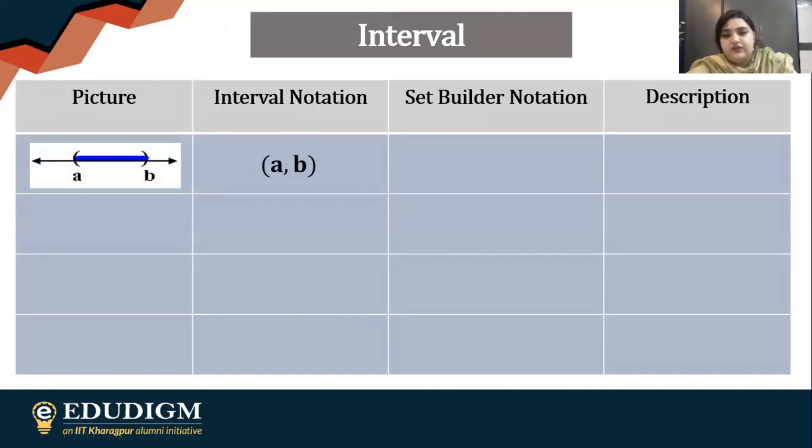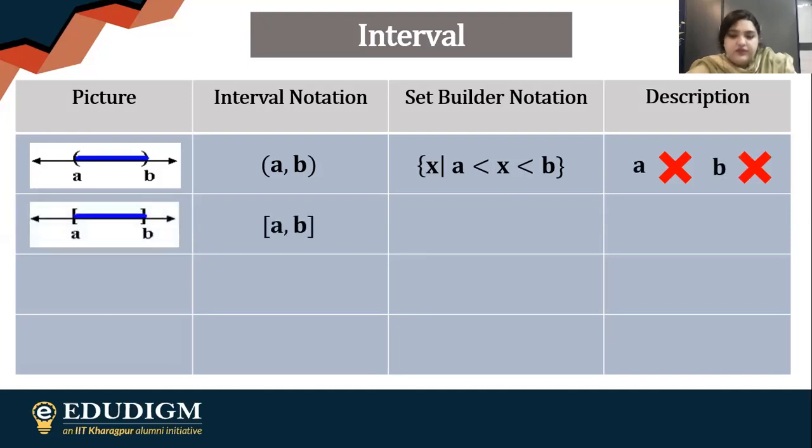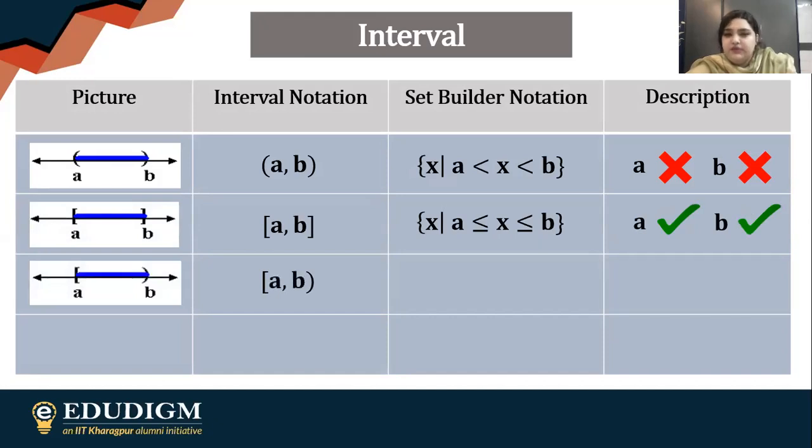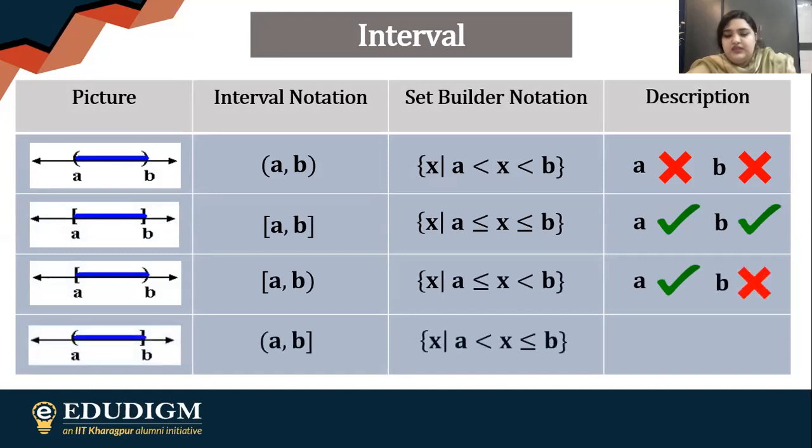If you see an interval of this form, this is an open interval. This is the set builder notation. The inequality says it's between A and B. A is not included, B is not included. Now this is a closed interval. The set builder notation suggests that we include the extremities as well. So A and B, definitely they are there along with the values between A and B. This one is a semi-open or semi-closed interval. So A is included and B is not included. The last one, here you can see that A is not included, but B is included.